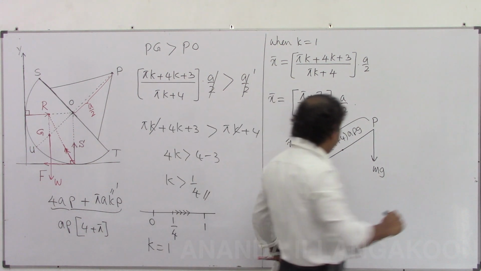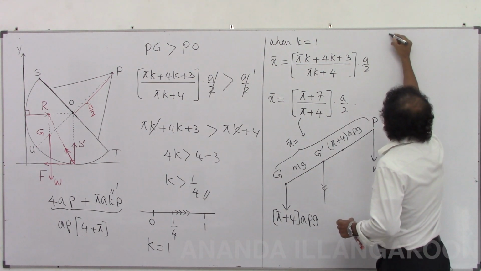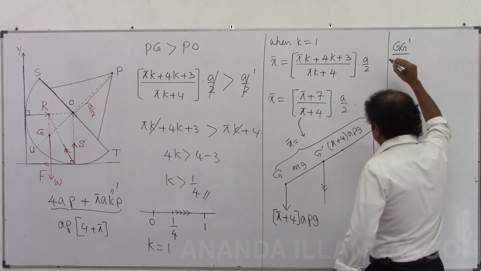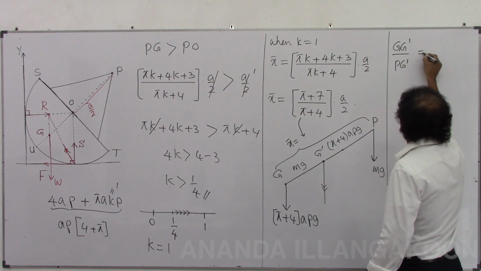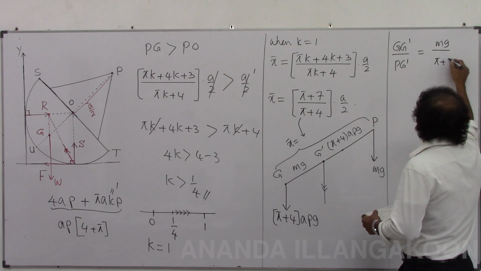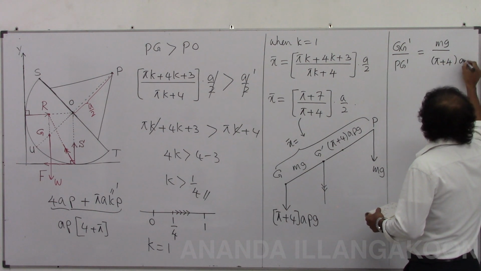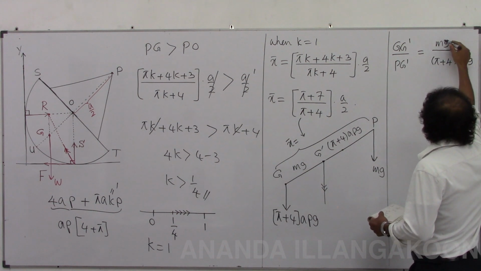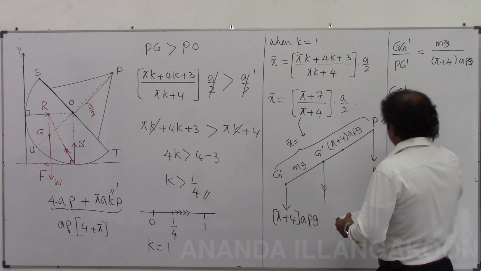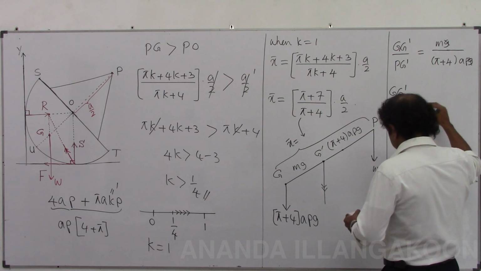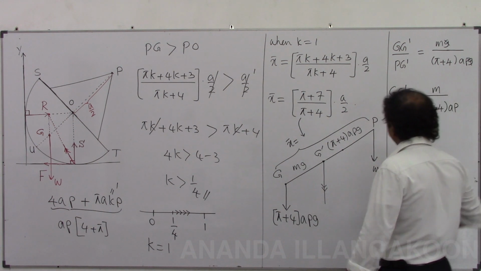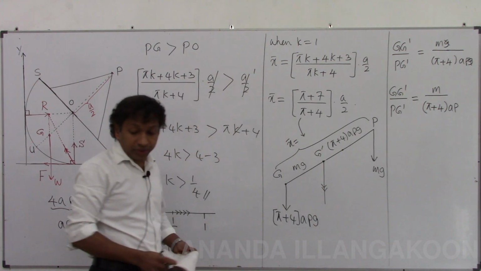ratio mg is to 5 plus 4 times a rho g. Right, and then you can write that gg dash divided by pg dash is mg divided by 5 plus 4 times a rho g. Then this g and this g can cancel down. Then gg dash divided by pg dash, you can write it as m upon 5 plus 4 times a rho.